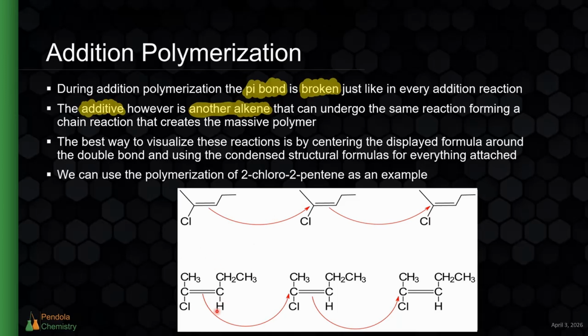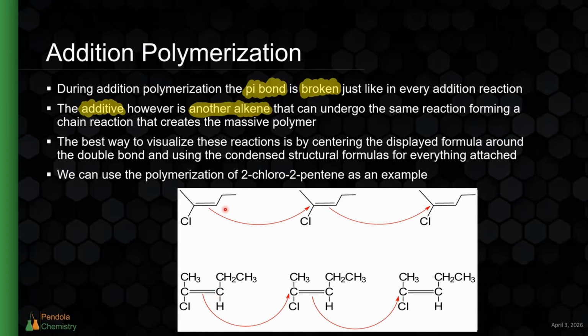We can see here too with the displayed formula, same thing. Pi bond breaks, connects to the next carbon. The pi bond on that alkene breaks, connects to the next carbon, so on and so forth. It's good to center your molecules around the double bond whenever you have addition polymerization. It makes it easier to visualize. Notice how I've set up both the skeletal and the displayed structure to have that double bond front and center and everything else around it.